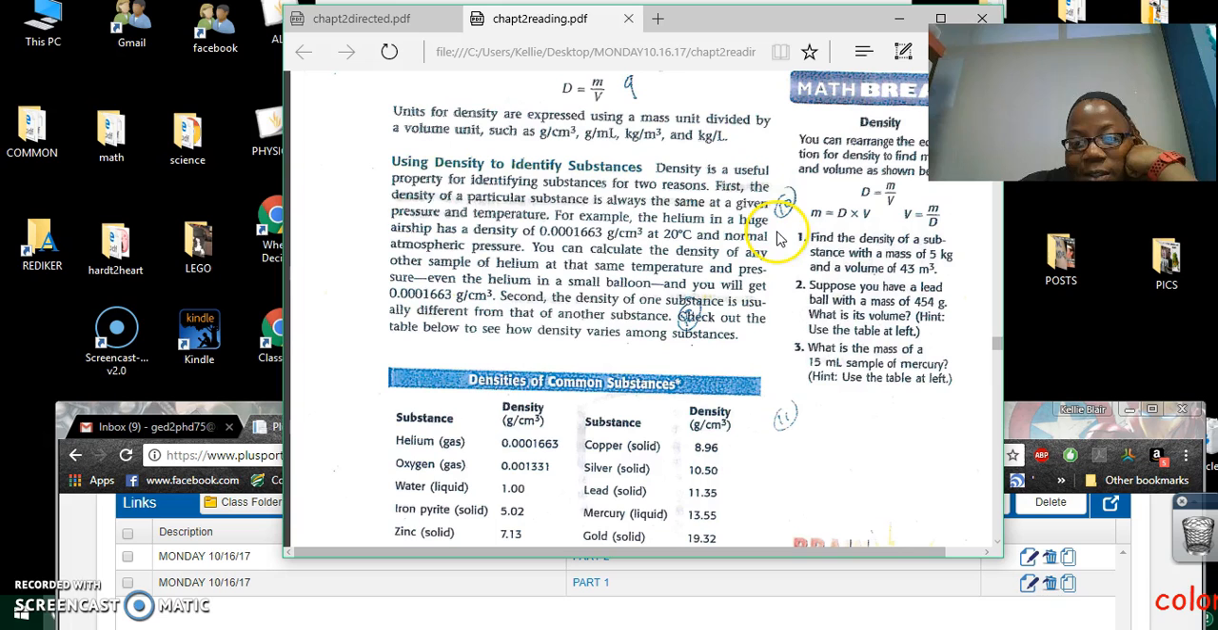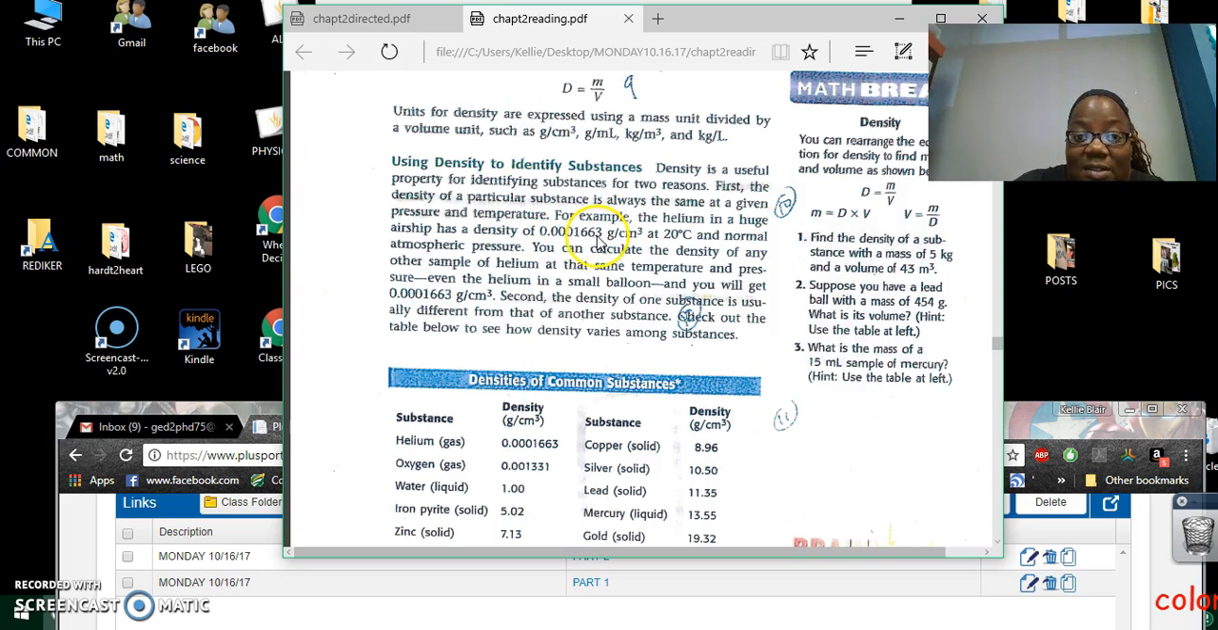2 reasons. Look at that. Questions, answers right here. So let's read. All right, using density to identify substances. Density is a useful property for identifying substances for 2 reasons. First, the density of a particular substance is always the same at a given pressure and temperature. That's reason number 1.